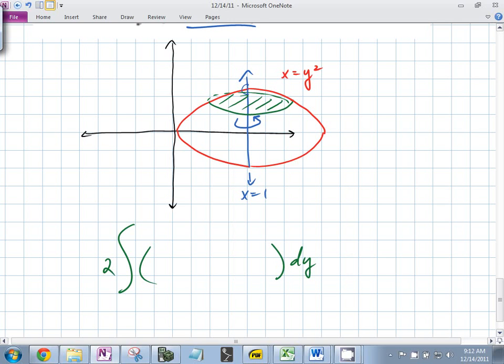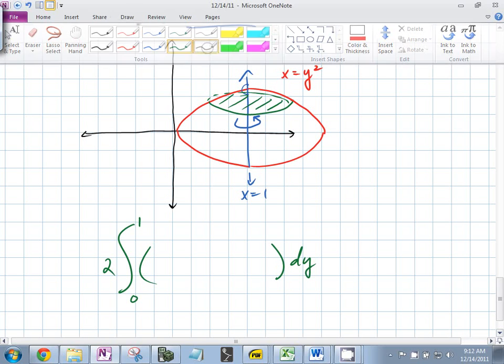And what's the top of this thing? It's x equals 1. What's 1 squared? 1. So it goes from 0 to 1. We're just doubling it. Are we okay with that? Okay, so our radius, everybody, our radius is this distance right there.